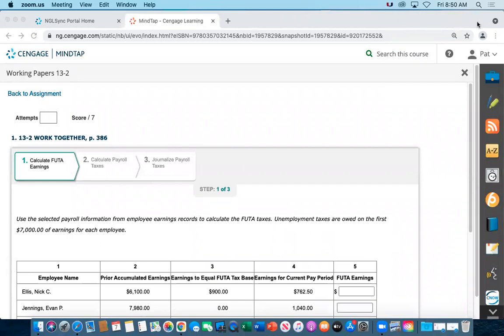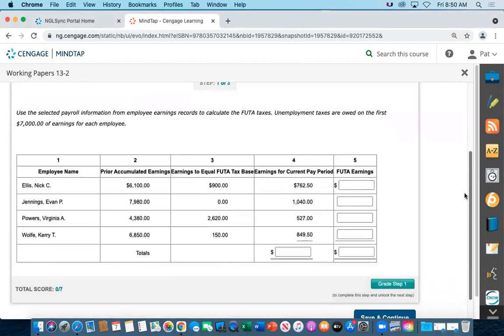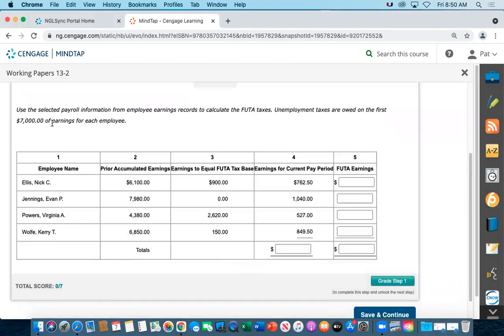All right. So now we're at 13.2, work together. It says calculate the federal unemployment taxable earnings. We're using the $7,000 max federal unemployment, the FUTA tax base. All earnings from $0 up to 7,000 will be subject to federal unemployment taxable earnings. Anything over that is no longer subject to it.